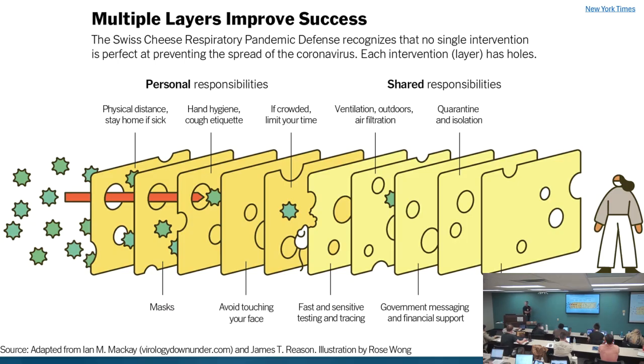So you've got a slice, right? Physical distance, stay home if you're sick. You can't infect someone if you don't get in contact with them. Hand hygiene, cough etiquette. If it's crowded, limit your time. That's another layer. Ventilation, outdoors, air filtration, potentially quarantine and isolation. Those are all layers of the Swiss cheese.